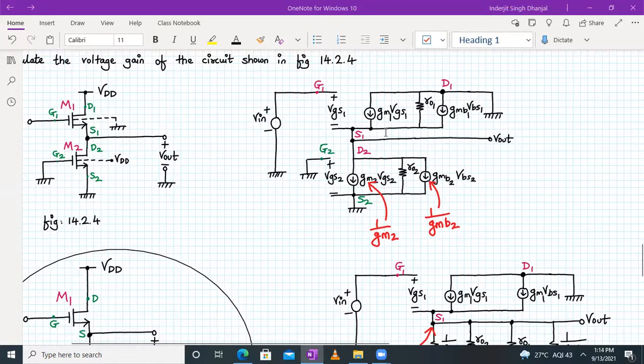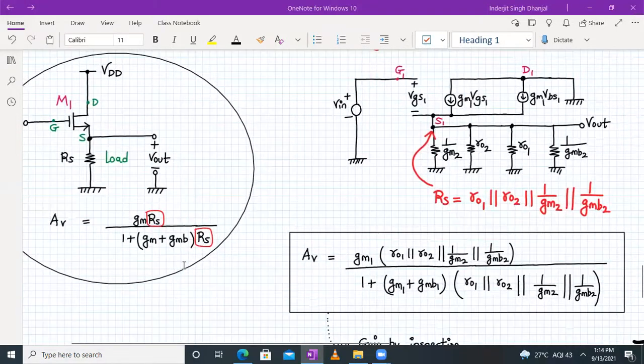Now, the next question will be why we have not written over here 1 upon GM1, 1 upon GMB1, right? Because we already have the result for that in this form, right? That is why we are not doing it for the M1 transistor. We are doing it for the M2 transistor, because we just want the value of RS, and we got the value of RS as the parallel combination of 4 things: RO1, RO2, 1 upon GM2, 1 upon GMB2.